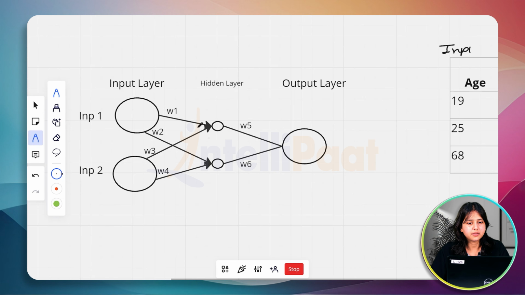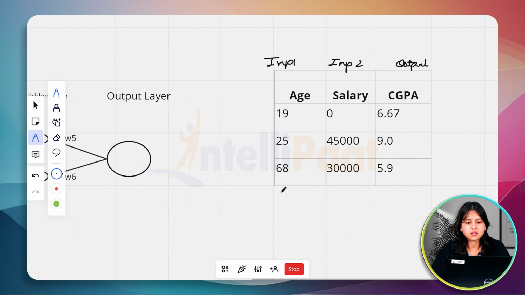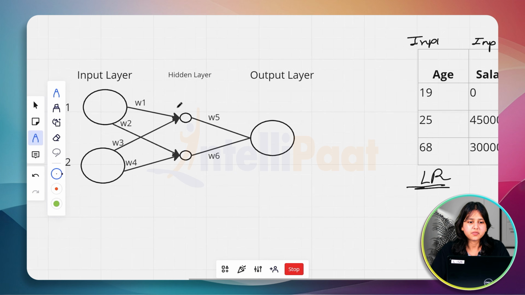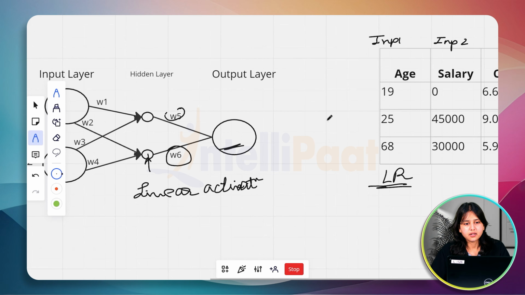Then we have our hidden layer, which is basically an activation function applied. So we can say this is a linear regression type learning algorithm. So preferably our activation function over here is going to be a linear activation. And then finally, whatever output is provided by the hidden layer is further multiplied with our weights, and then finally the output is calculated, right?